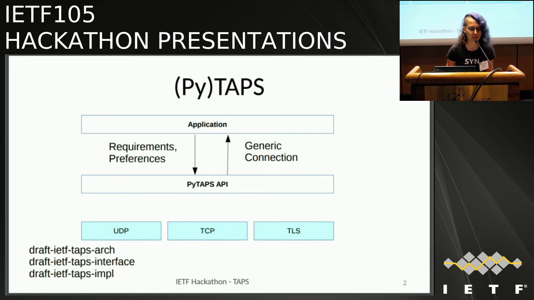So the idea is the application specifies some abstract requirements, and then it gets a generic connection, and the application doesn't have to care whether it's a new transport protocol. This is being worked on by the TAPS working group right now in those three drafts.